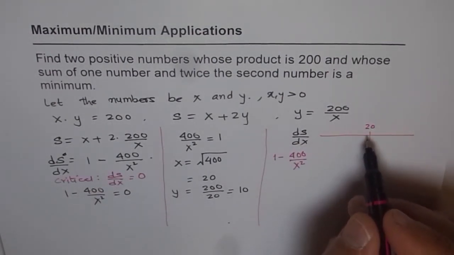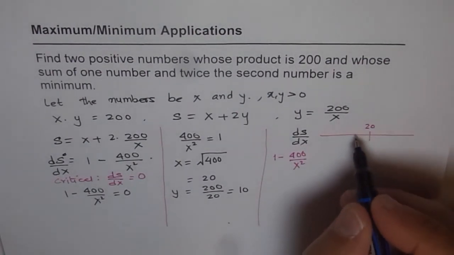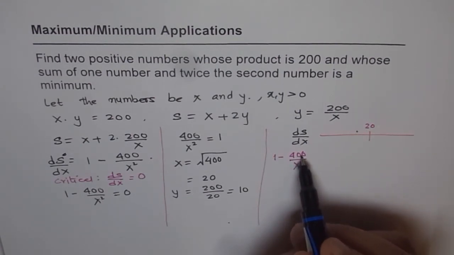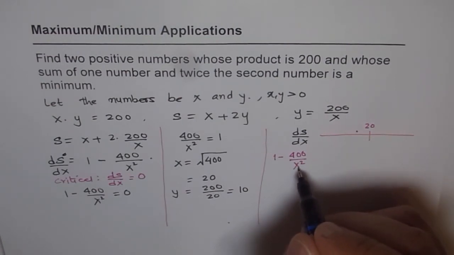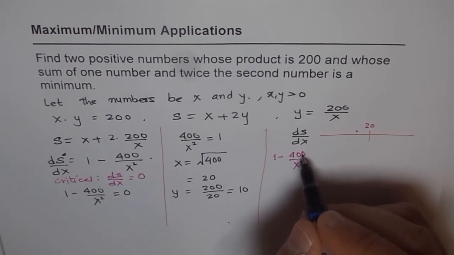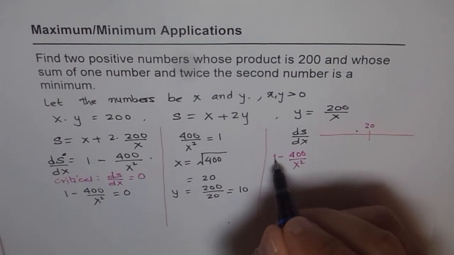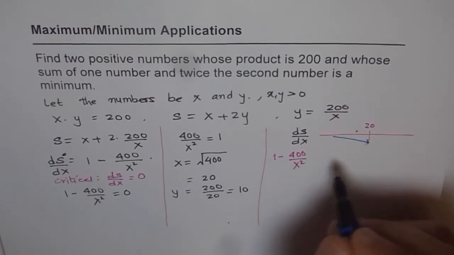If we take a point less than 20, in that case 400 over x squared is going to be more than 1. So if I take a point 19, 20 squared is 400. If the denominator is less than 400, we get a number which is more than 1, right? So in that case, it will be negative. You can plug it in and check.